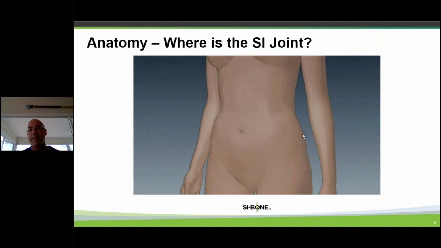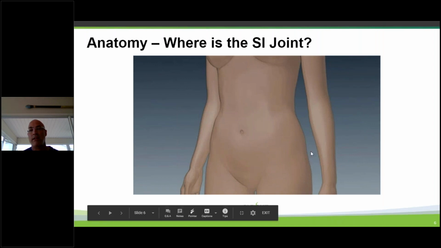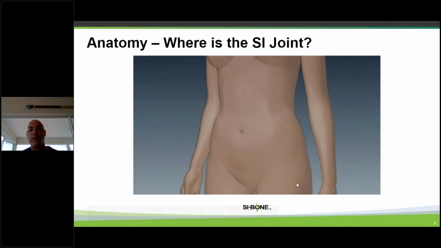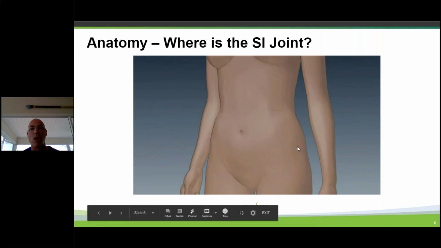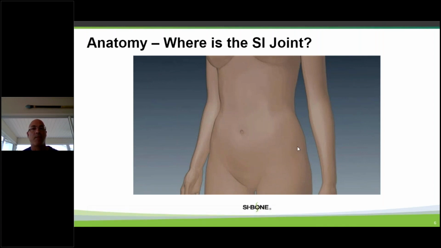which is in the back. And that's because the joint can cause pain in the front, the side, the back. It can even radiate all the way down the leg. Some people will commonly call it sciatica.